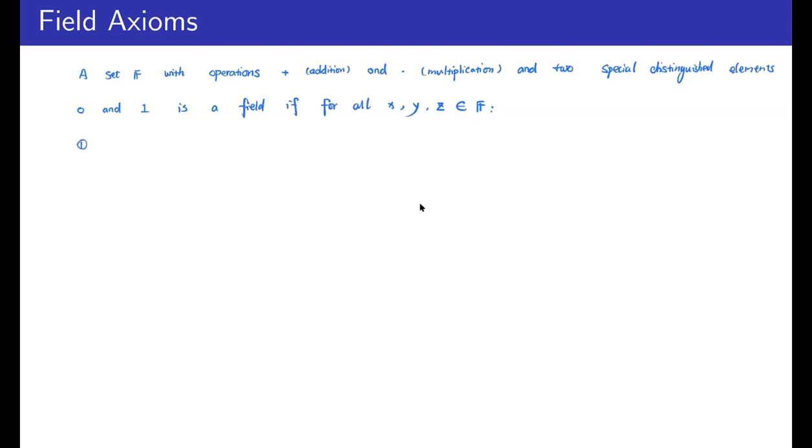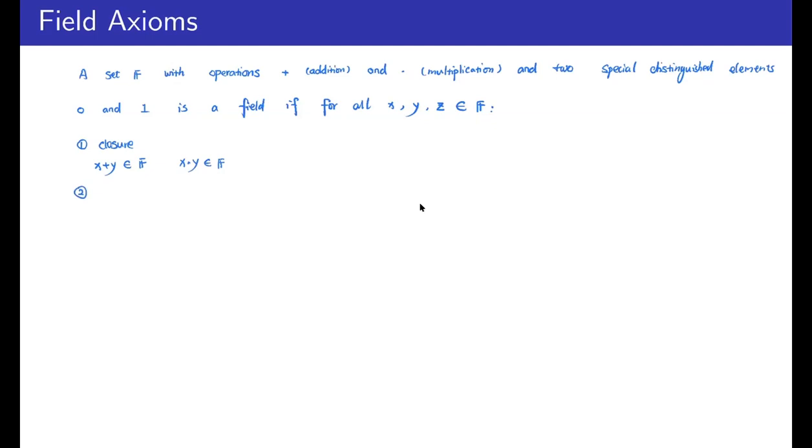So can anyone tell me one of the axioms? You should know the axioms by heart. They're really important. Closure, okay? That means x plus y is in F and x times y is in F as well. So it's closed under addition and multiplication.